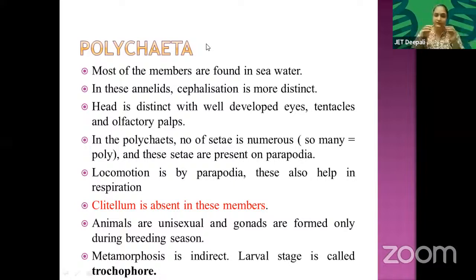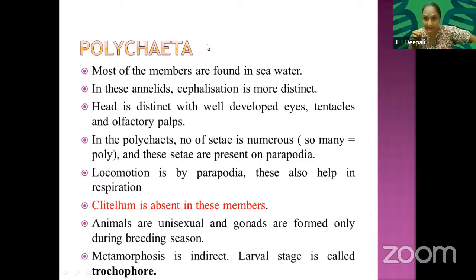Their body doesn't want to keep anything unwanted. They only develop that organ when it is needed. In our body, that is not possible. All our organs are developed whether we are using them or not. Animals are unisexual and gonads are formed only during breeding season.